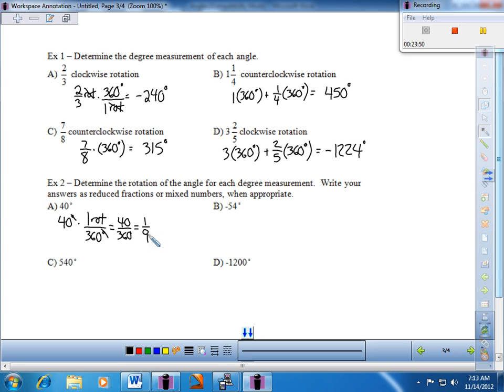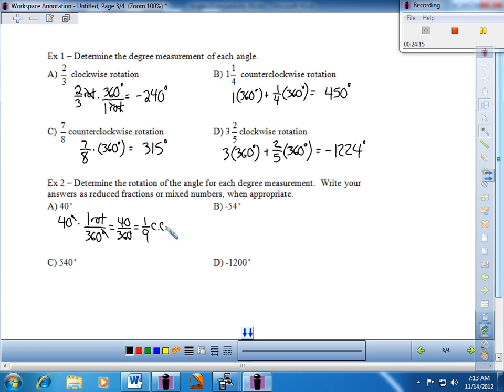So 1/9 of a rotation, and we have to be careful when we talk about an angle measurement. Really, it comes from 2 things: the amount of the rotation and the direction of the rotation. So at this point, this answer is not complete. This tells me the amount of the rotation, 1/9 of the way around, but I need the direction too. So counterclockwise for a positive angle measurement. So please make sure you have both components in place. Otherwise, again, it is incomplete.